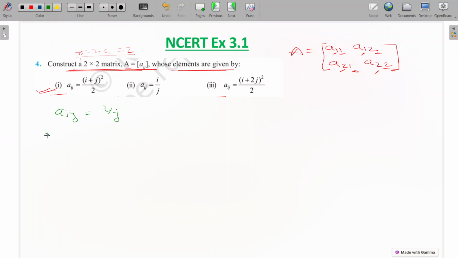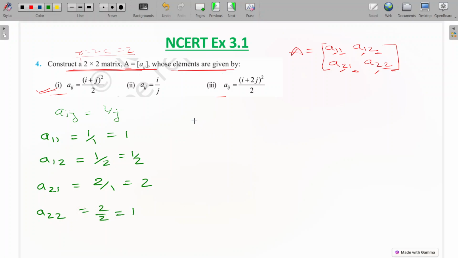Now A11 is 1 by 1, which is 1. A12 is 1 by 2, which is 1 by 2. A21, it's like i is 2 and j is 1, so 2 by 1 is equal to 2. A22, both are 2, so 2 by 2 is equal to 1.